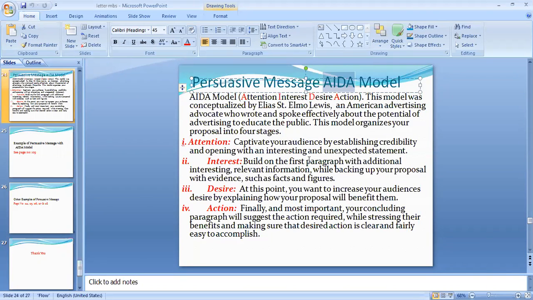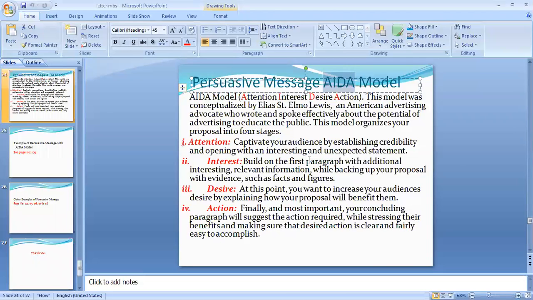That person generated this model. Like on television and in newspapers, and on social media, we get many advertisements and they try to persuade us. Advertisement is a kind of persuasive message. So that example of persuasive message is advertisement.